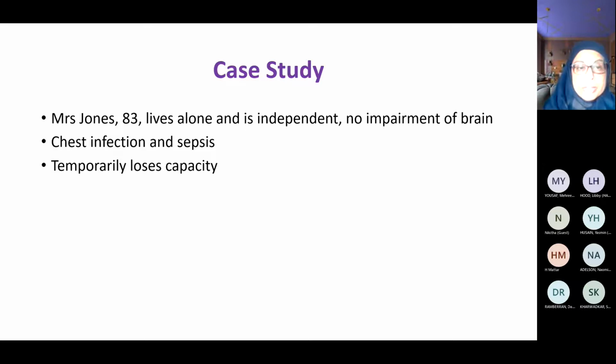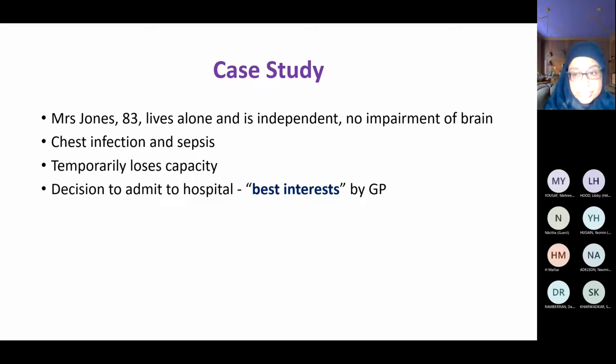Okay. So then her neighbour phones me up and says, I'm worried about Mrs. Jones. She's coughing a lot. So I go out, she's got a chest infection, high temperature, and it looks like she's in sepsis. So she has lost her capacity now. If I did an assessment, she doesn't know who she is, where she is, etc. So I decide she needs to go to hospital, but she can't give me consent for that. So I make a best interest decision. I call the ambulance and get her sent into hospital.